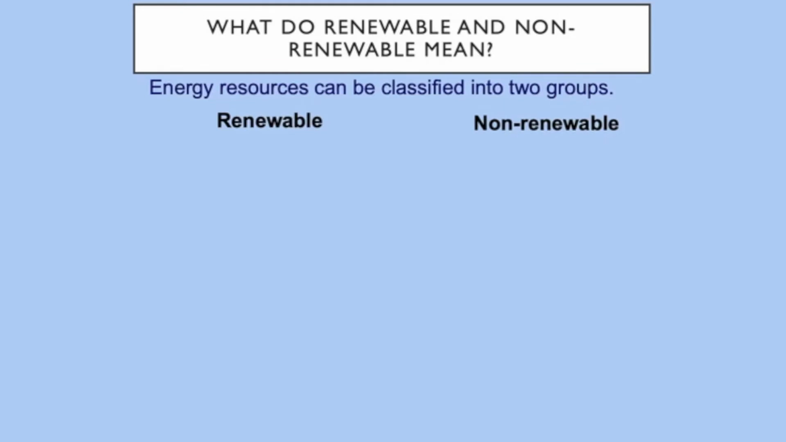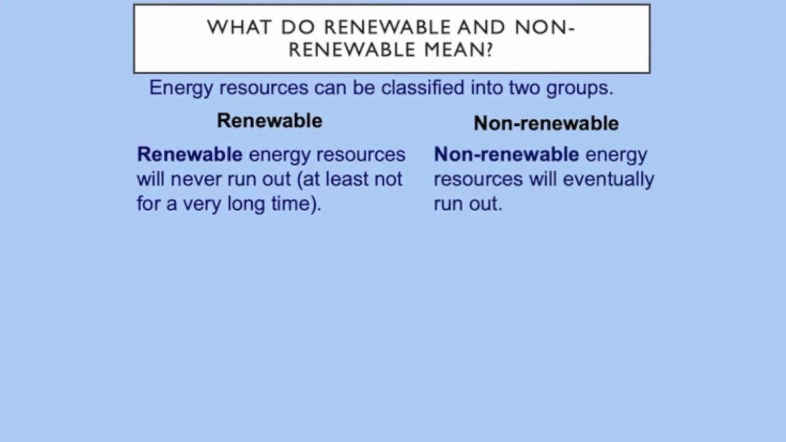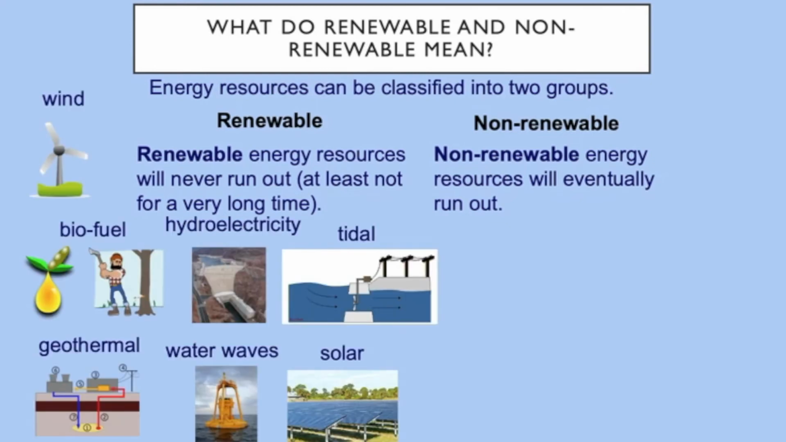So what do renewable and non-renewable mean? You've probably heard these words before. Energy resources can be classified into two groups, renewable and non-renewable. Renewable resources will never run out, at least not for a very long time. So that's our definition of renewable. And non-renewable energy resources will eventually run out. Okay, so that's how you need to define those.